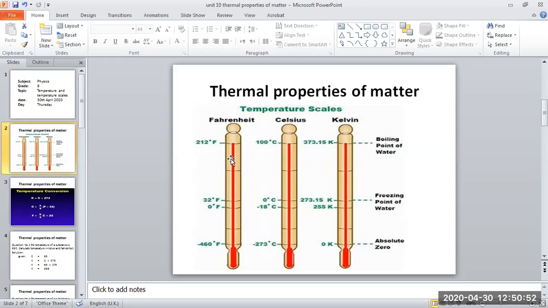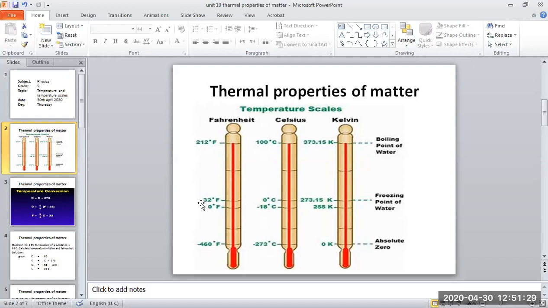You can see here that the readings differ from each other. For example, the freezing point of water in Celsius is 0. In Kelvin it is 273, and in Fahrenheit it is 32.